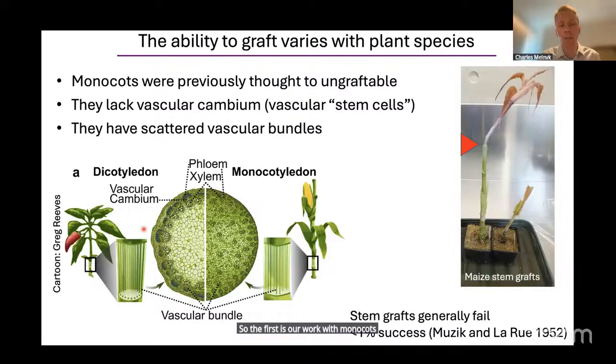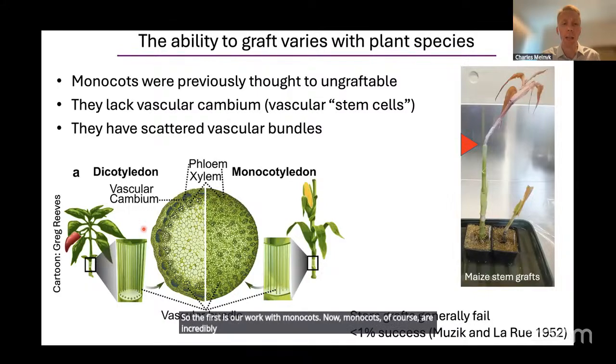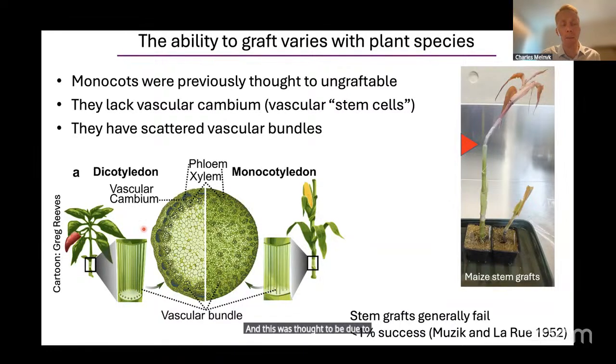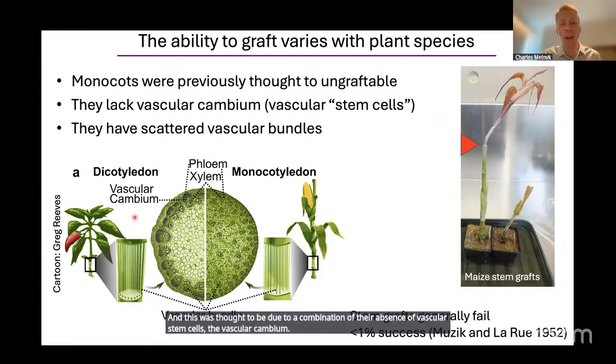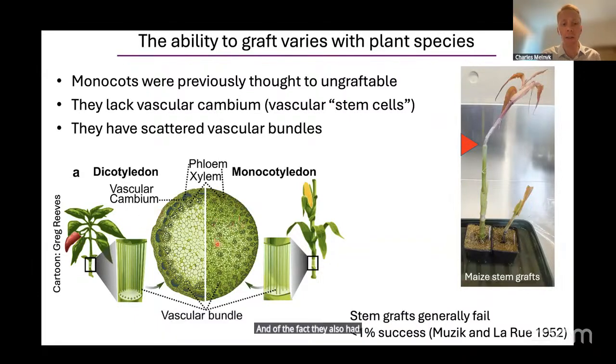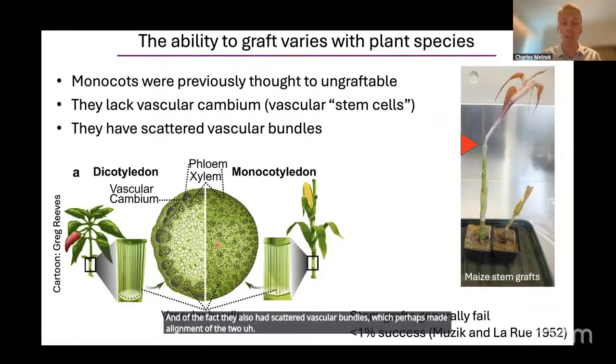Now, monocots, of course, are an incredibly important group of plants, and they were previously thought to be ungraftable. This was thought to be due to a combination of their absence of vascular stem cells, the vascular cambium, and the fact they also had scattered vascular bundles, which perhaps made alignment of the two halves of the plant more challenging. In my own grafts with stems of maize, they were a disaster.